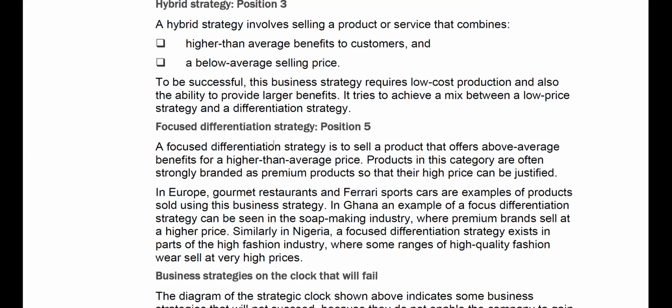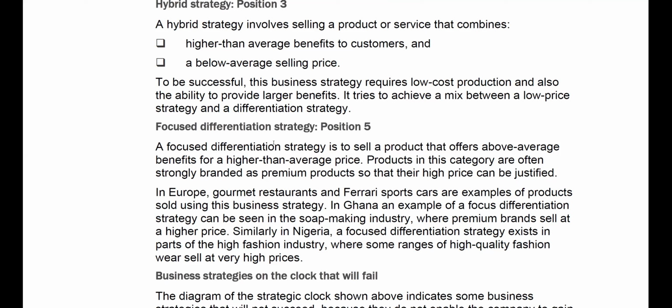Differentiation, okay? So a hybrid strategy involves selling a product or service that combines a higher than average benefit to customers and a below average what? Selling price. To be successful, this business strategy requires low cost production and also the ability to provide larger benefits.